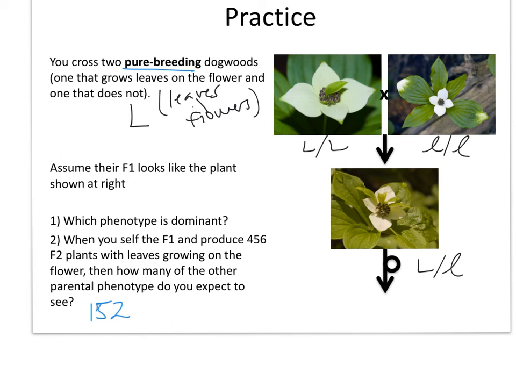And most of you figured out that when you self that heterozygote, you set up the normal Punnett square, where you get either little L's or big L's in each of the gametes from this individual. And you could use a different notation, that's fine. Notation's up to you. You don't have to use big L's and little L's. That was not part of the question.